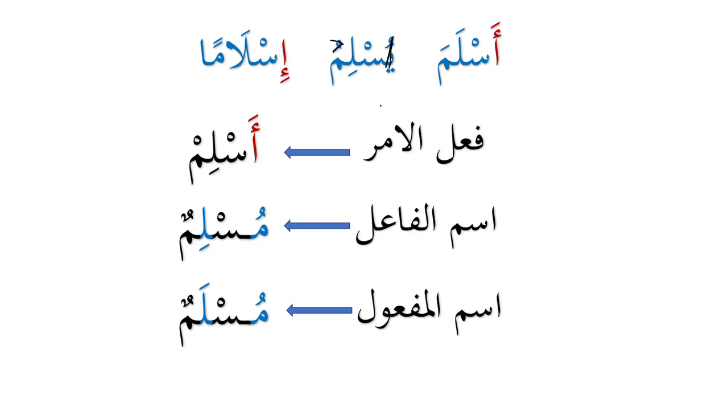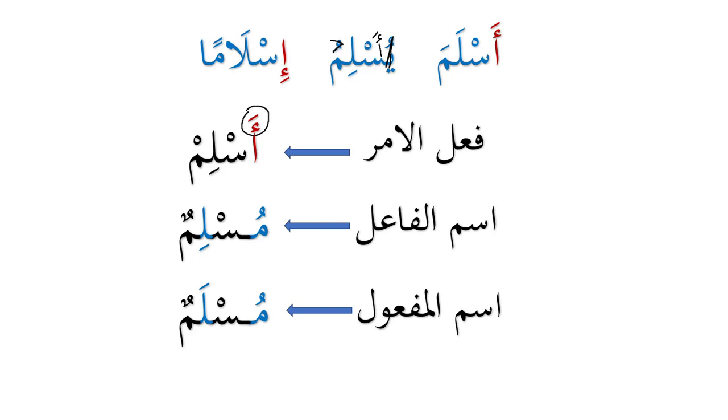Now, something very special happened over here. This is something that we need to know. It was you aslemu, okay? Because we have here aslama and it was you aslemu. But what happened? The Arabs found it difficult to pronounce. So they decided to drop this hamza. They said we don't want to pronounce it when we talk about the present tense. So that's why it became aslama yuslemu. But when we talk about fi'l al-amr, this hamza comes back, as we can see over here.